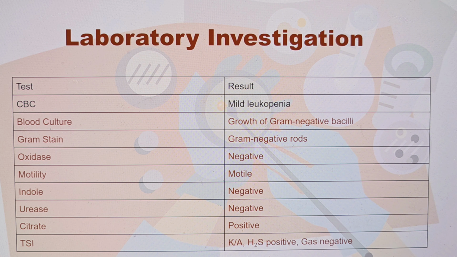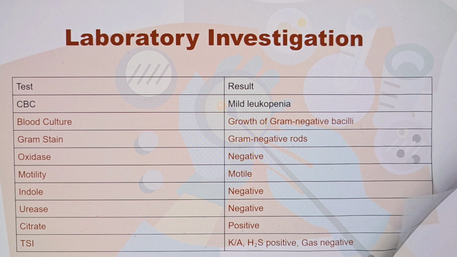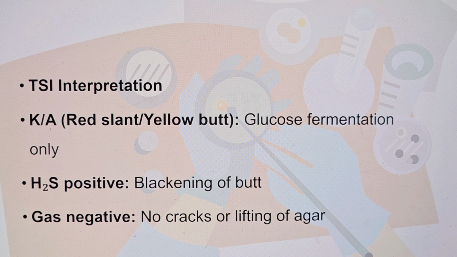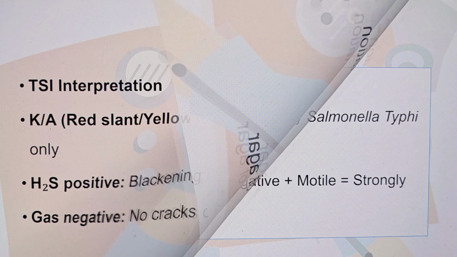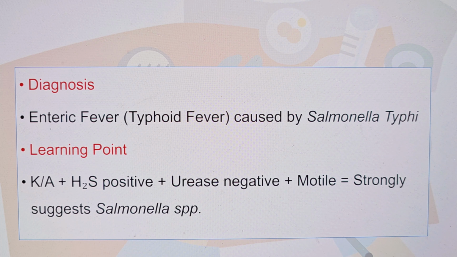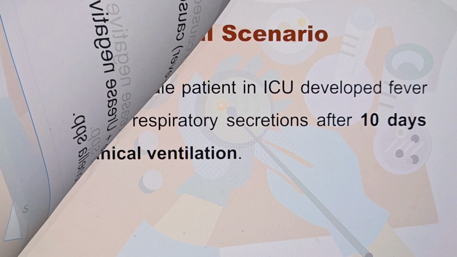The laboratory investigations showed growth of gram-negative bacilli, which were oxidase negative, motile, indole negative, urease negative, but citrate positive. TSI showed K/A with H2S positive without any gas. So H2S positive means blackening of the butt, gas negative means no cracks or lifting of the agar. So diagnosis is enteric fever caused by Salmonella typhi. Learning points: K/A plus H2S positive plus urease negative plus motile bacteria strongly suggests Salmonella species.